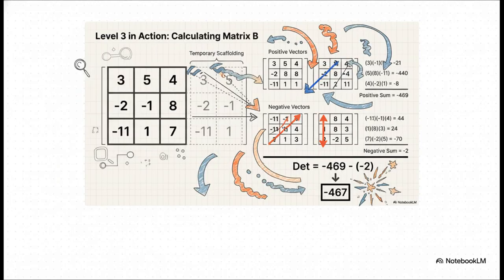First up, we calculate the product of each of those positive diagonals and add them all together. Here, that gives us a positive sum of minus 469. Got it? Okay. Then we do the exact same thing for the negative diagonals, and we get a sum of minus 2. And finally, just like we did with the 2x2, we subtract the negative sum from the positive sum. So negative 469 minus negative 2 gives us our final determinant, negative 467.